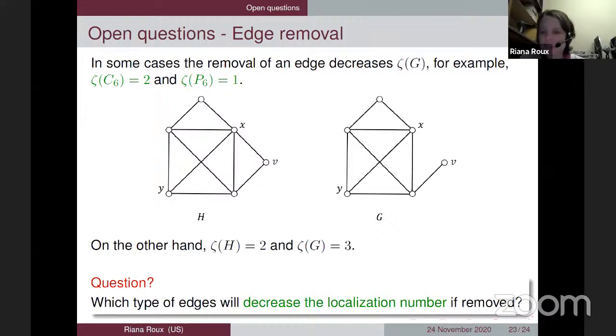And then move on to criticality and see, are there graphs where if we take away any edge, it will always decrease or always increase? Or is it always that there will be one edge that will never increase or decrease the localization number?